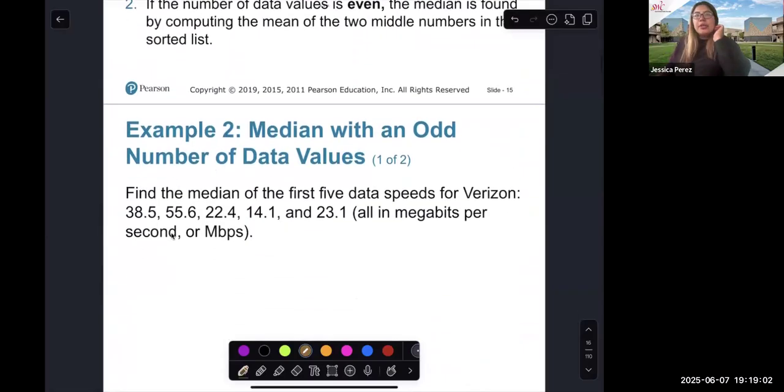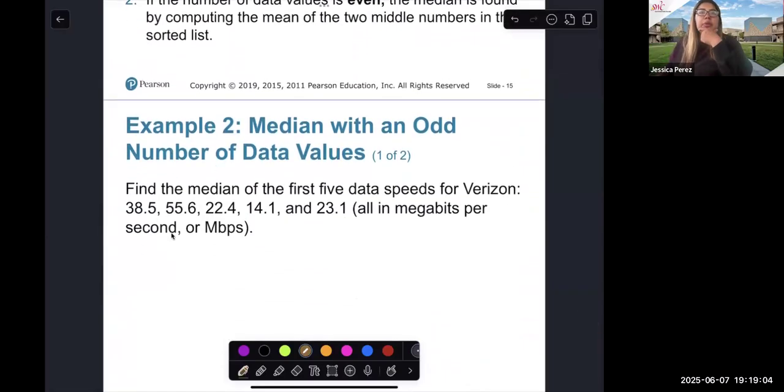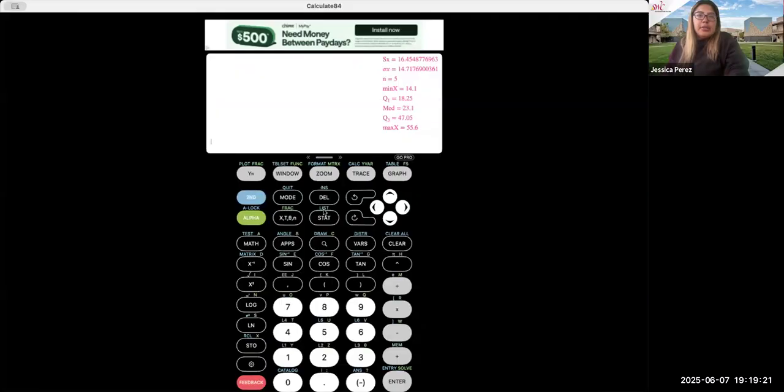Now we're going to look at the same example we just saw for the median with an odd number of data values. So let's look at this example, 1, 2, 3, 4, 5. We're going to go back to our calculator. Remember that we had stat here and then edit. And then when we hit enter, look at the data: 38.5, 55.6, 22.4, 14.1, and 23.1. I want to be able to find the median. What if I don't want to put it in order and cross things out? Can my calculator do it for me?